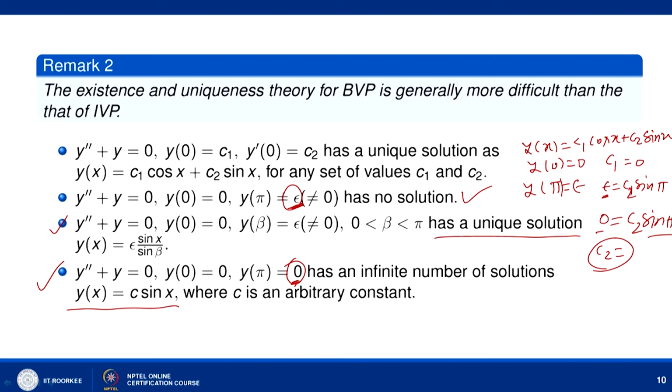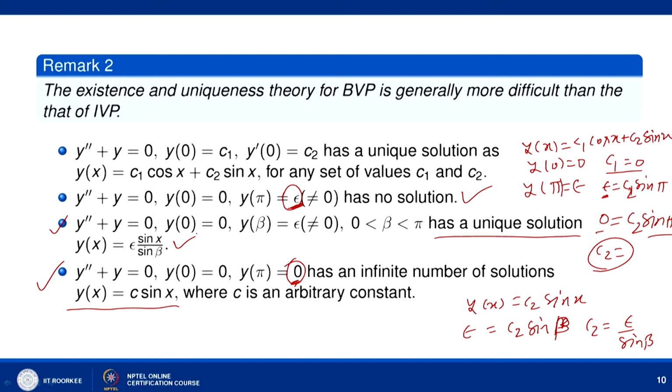So you can say that y(0) equal to 0 means C1 equal to 0. So it means that now we have y(x) equal to C2 sin of x, and y(beta) is equal to epsilon is given. So epsilon is equal to C2 sin of beta. So C2 is what? Epsilon upon sin of beta. So the solution is given as y(x) equal to epsilon sin x upon sin beta, and this is a unique solution.